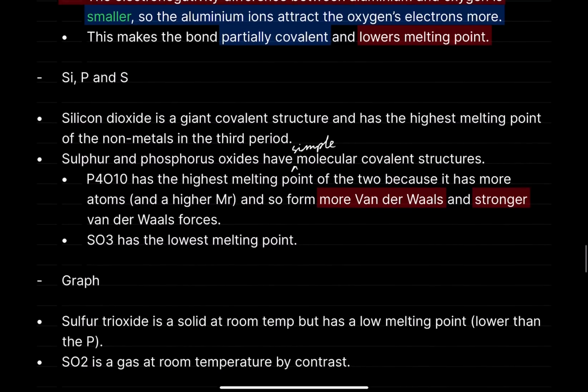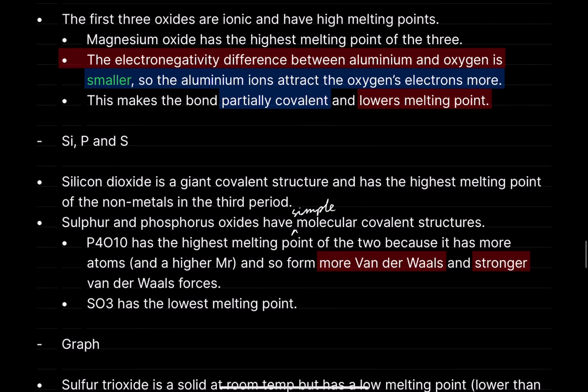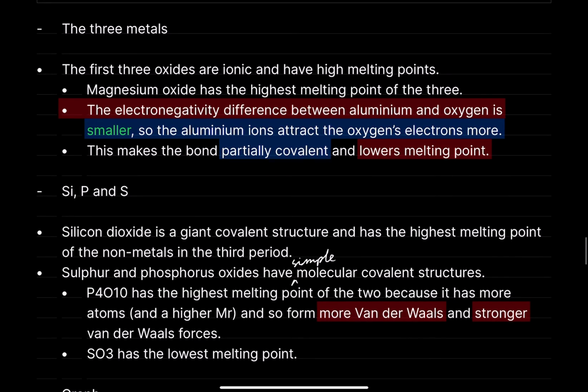It's because P4O10 has more atoms than SO3 or SO2, and therefore will have a higher Mr, and that leads to more and stronger van der Waals intermolecular forces in comparison to SO3, and therefore we would have a higher melting point. P4O10 would have a higher melting point than SO3.